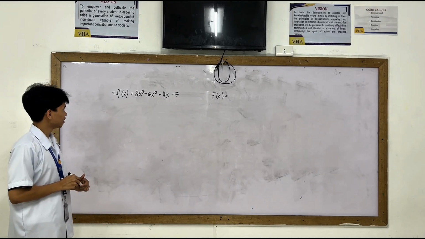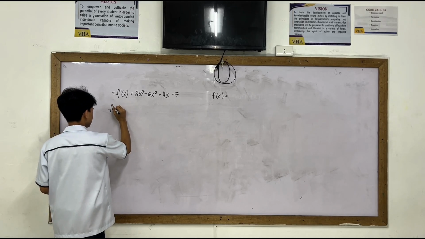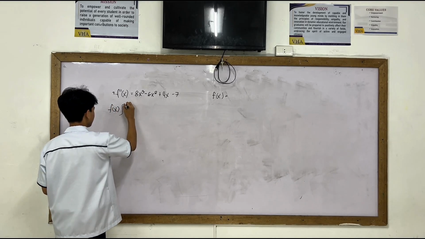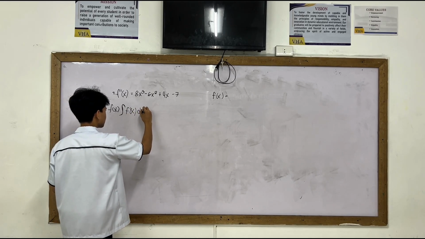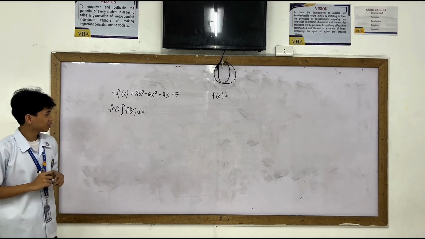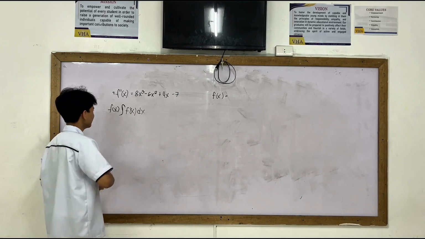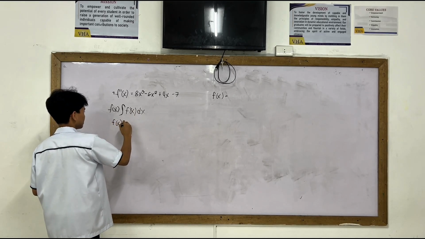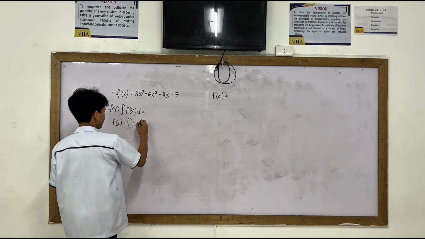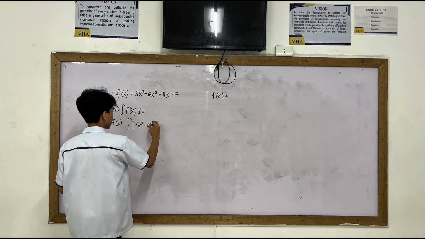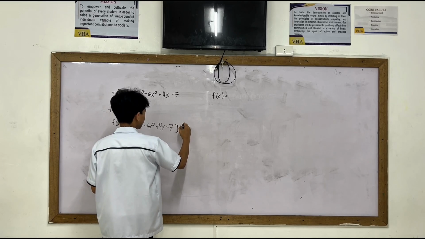First, we need to write the formula, which is the f of x is the integral of f prime of x dx, and we need to substitute into this. f of x is equal to the integral of 8x cubed minus 6x squared plus 4x minus 7, and we're gonna have dx.